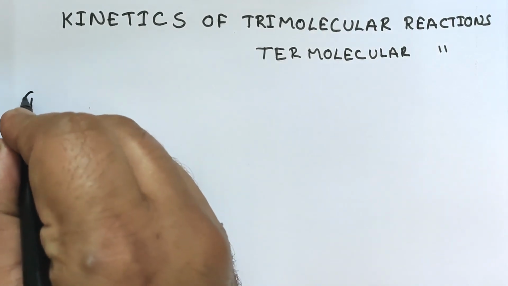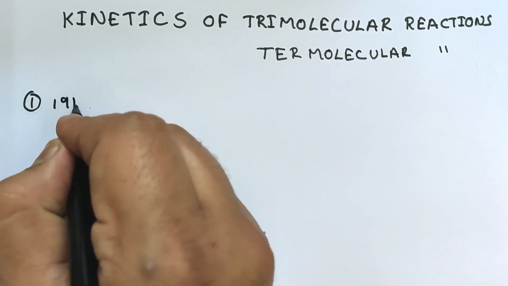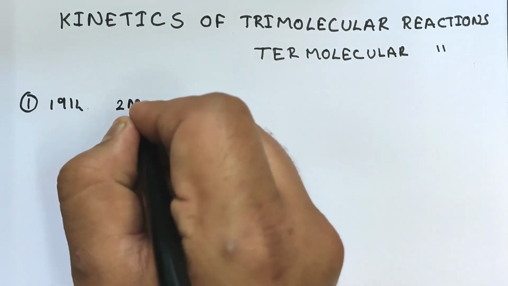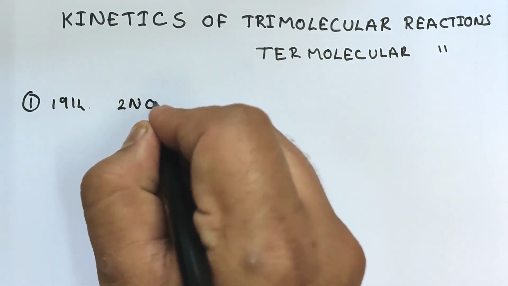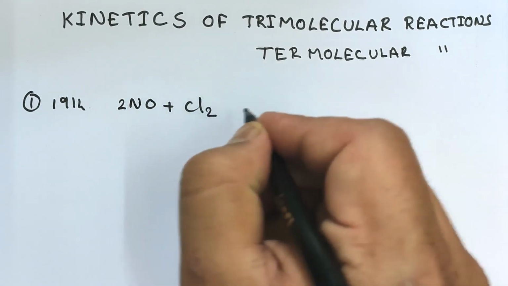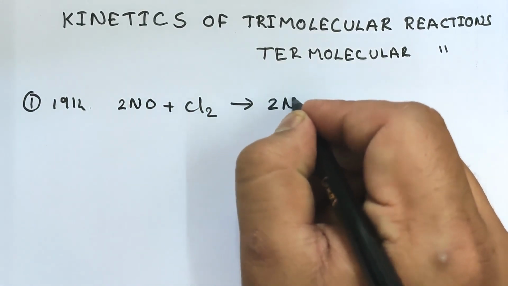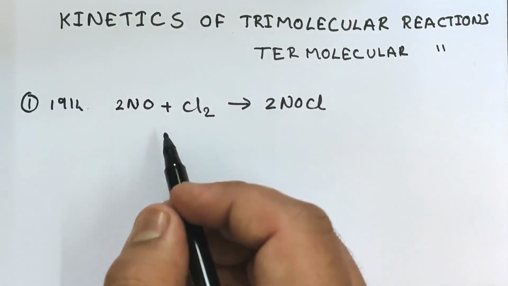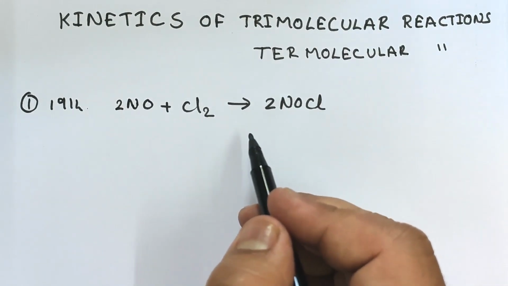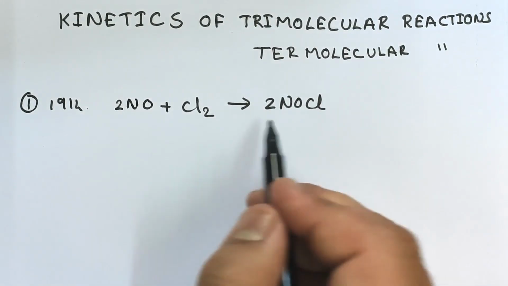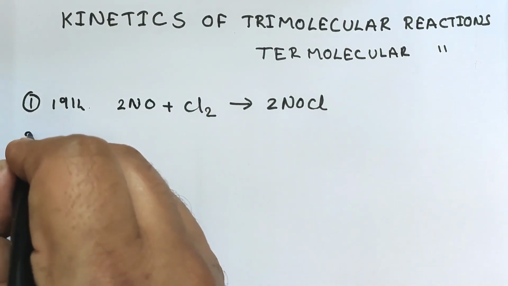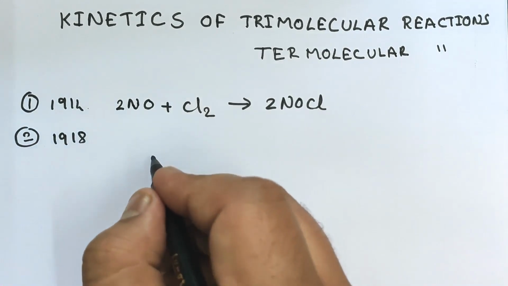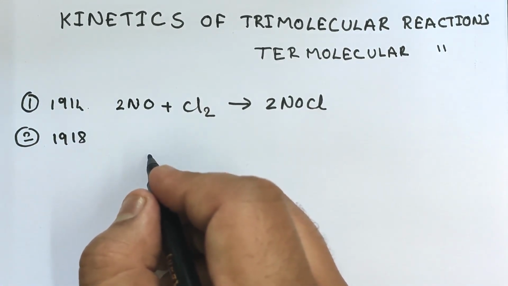The first reaction was given in 1914 by Trautz, and he studied the reaction between nitric oxide, that is 2NO, and chlorine to give 2NOCl, that is nitrosyl chloride. He observed this reaction at different pressures and at different time intervals, and he proved that this reaction was a third order reaction.